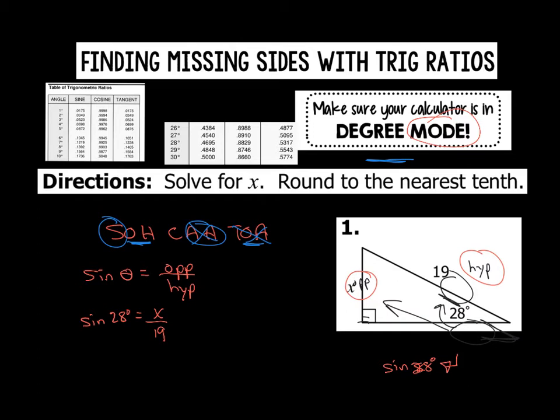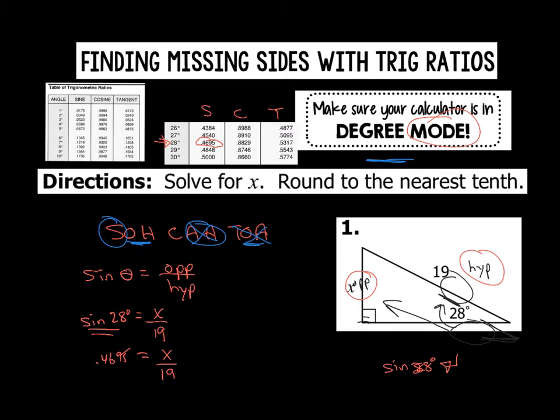And in this table, it's always sine, cosine, and tangent. And so when I'm looking at 28 degrees here, I notice that my sine, as my calculator will tell me, is 0.4695. So instead of writing sine of 28, I write what the sine of 28 is. It's 0.4695. And that's going to be equal to x over 19.